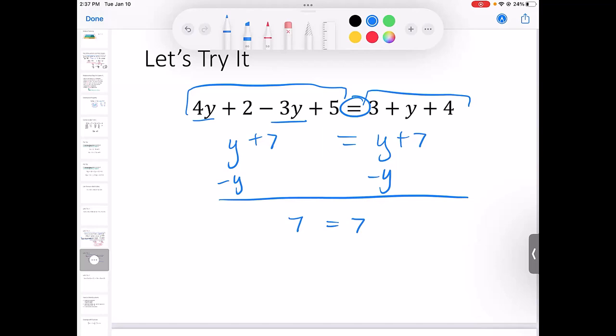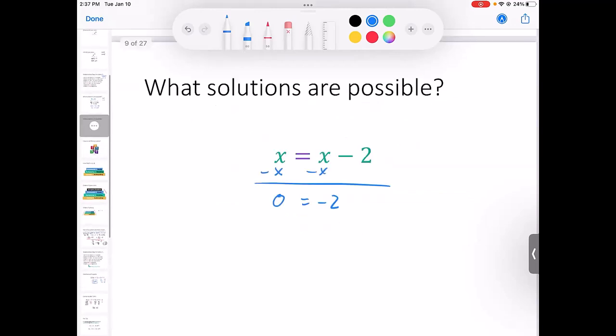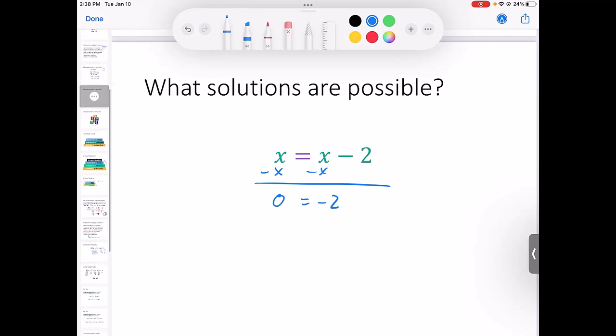And that goes back to what we talked about at the very beginning of class when we did this problem. If you get rid of the x on both sides, you end up with a false statement, which means that there's no possible solution to this equation. Does that make sense? So you may sometimes get all solutions, like any number is a solution, and you may sometimes get no solutions, depending on what the equation is.